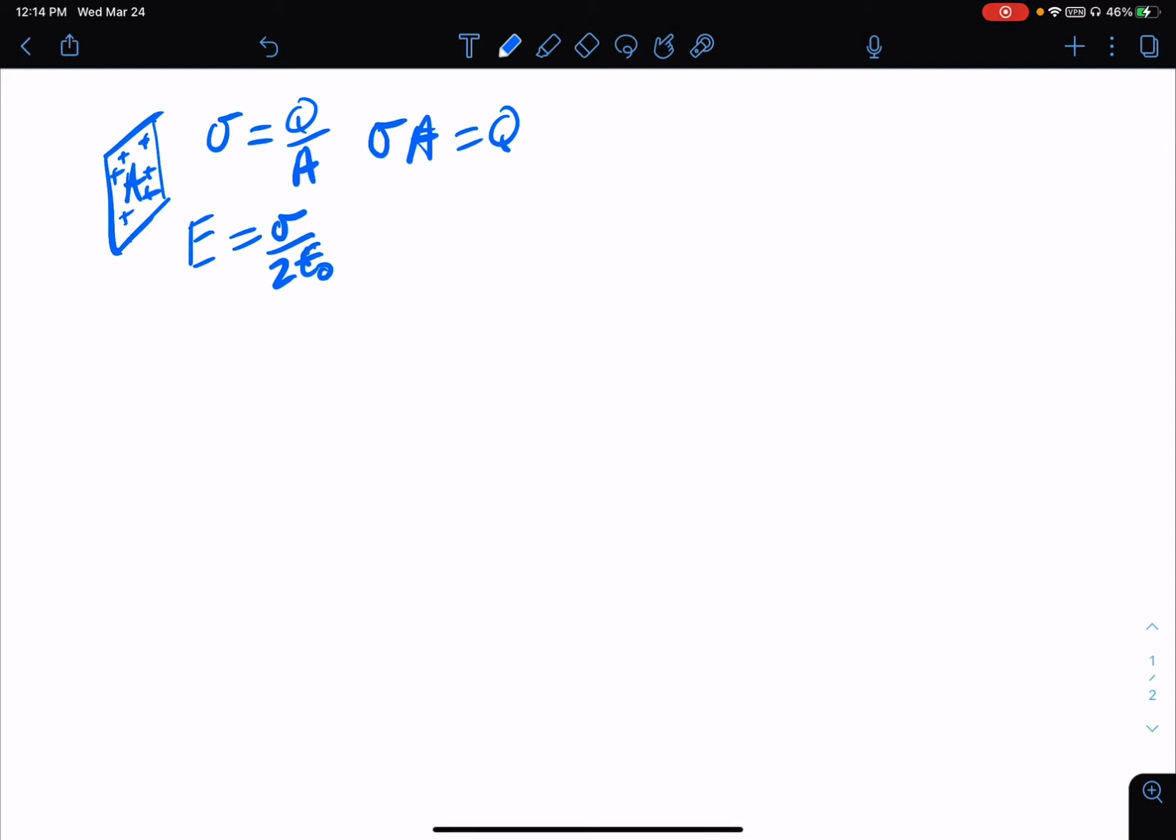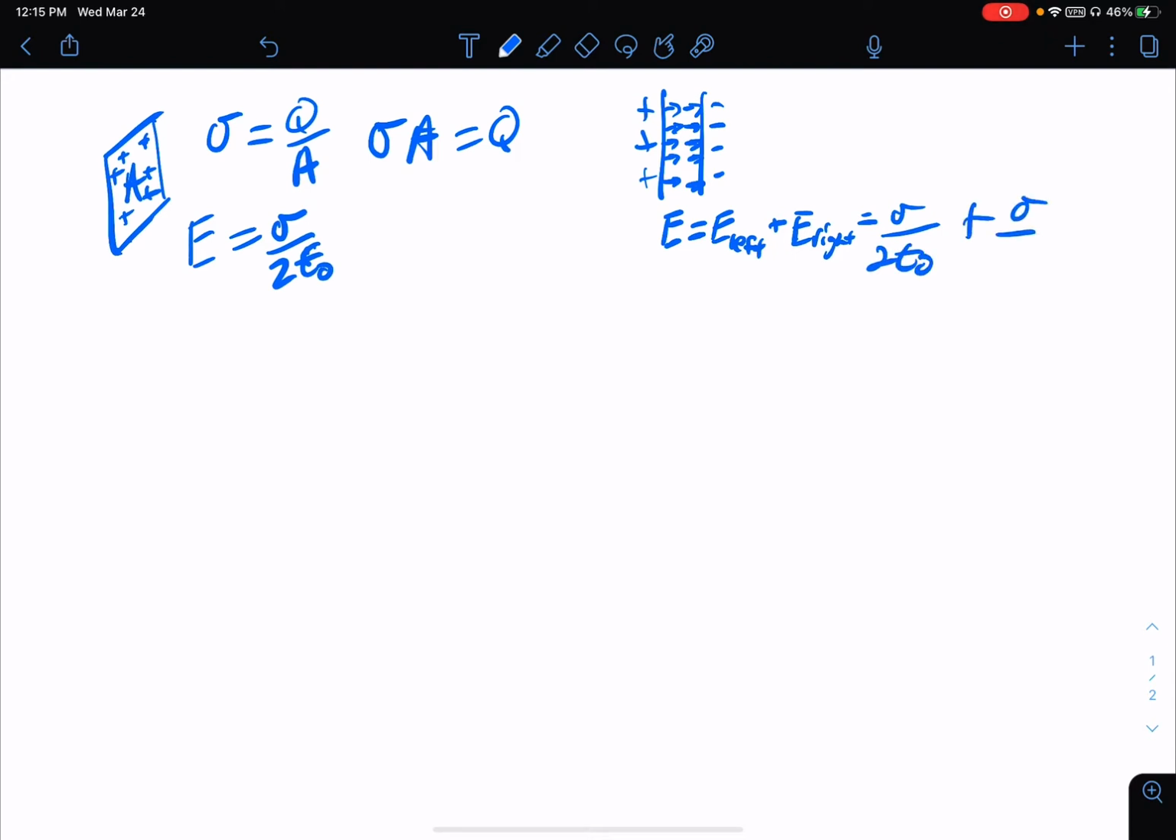Okay? Now, if I have two plates, here's one, and then nearby I have another. Let's just draw it head on. And this one has the pluses on it, and this one has the minuses on it. The E field is out of the positive and into the negative. And if that's true, then we say that the E field is the left-hand plate plus the right-hand plate. They're lining up with one another. So that would be the same as sigma over 2 epsilon naught plus sigma over 2 epsilon naught.